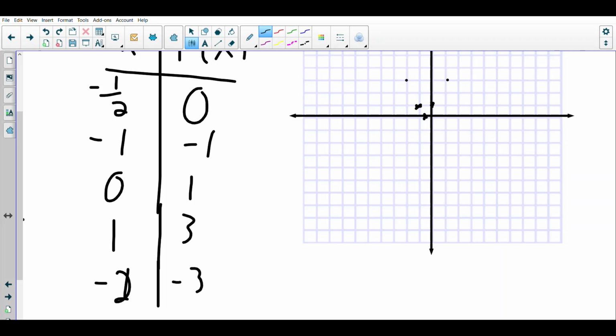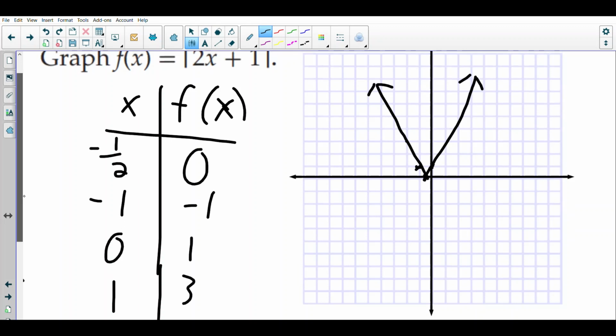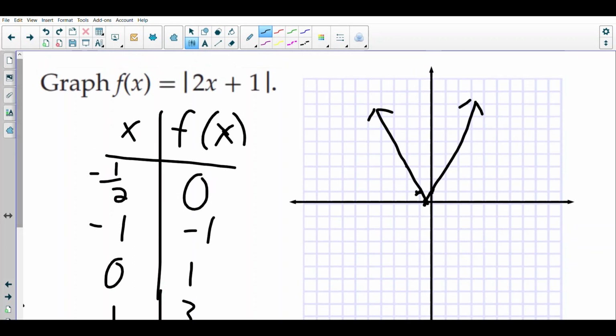What's nice is if you graph correctly, you'll end up with what looks like a V. And all absolute values look like a V. So if you're not getting a V shape with your absolute value, you made a mistake somewhere and you should double check. It might be a little bit wider, it might be a little bit taller and skinnier, but you will end up with a V regardless.